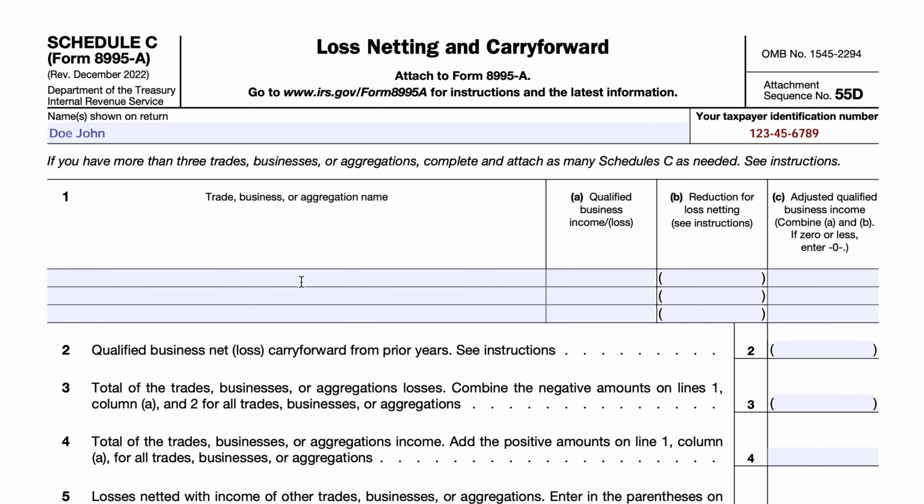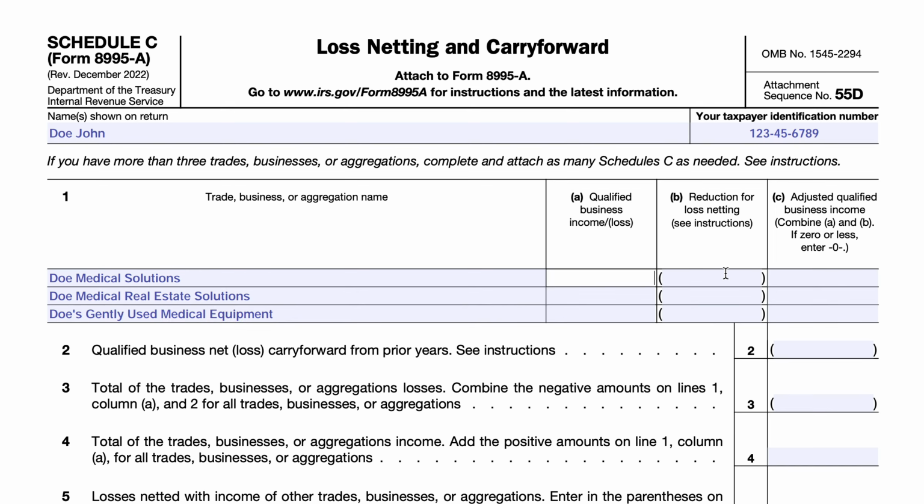So let's just say that John Doe has 2 businesses here. Let's say he's got Doe Medical Solutions, and Doe Medical Real Estate. I'm trying to recreate the scenario that we had in the Schedule B video. For the qualified business income or loss, we're going to play with these numbers a little bit and make them different from the Schedule B video.